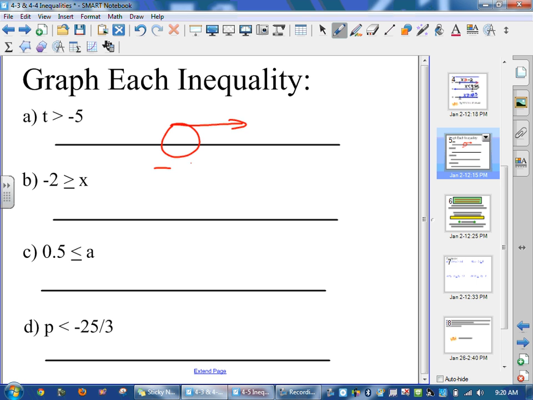Okay, letter B. Who's got B? All right, gray in the middle. There's a black dot, okay, and then it's pointing to the right. Ooh, you might think so. Or to the left, I guess.